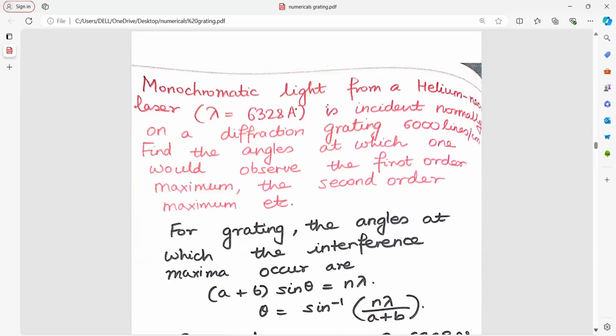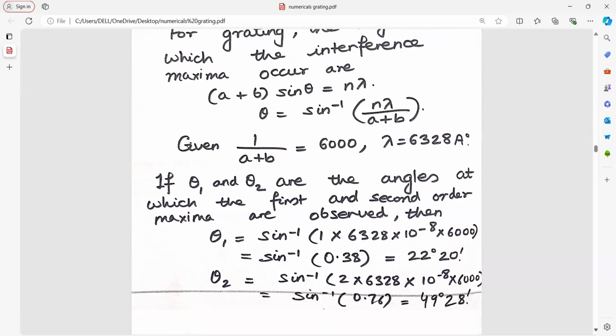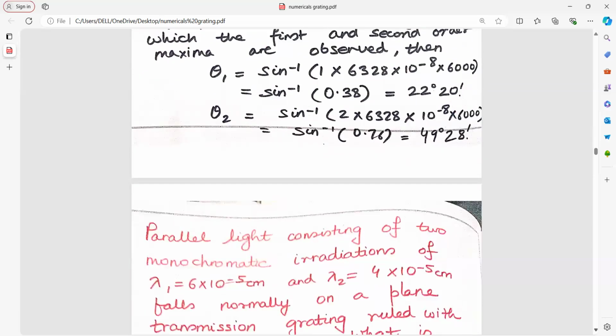Next, monochromatic light from a helium neon laser is incident on a diffraction grating. Again, the grating equation is a plus b sine theta equal to n lambda. You put the values. If theta 1 and theta 2 are the angles at which the first and second order maxima are observed, then theta 1 is this much, theta 2 is this much.